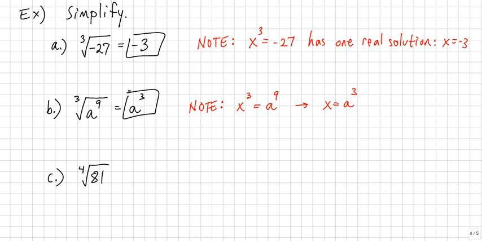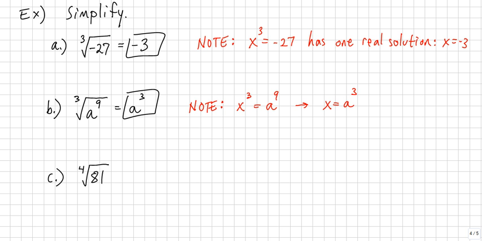Remember, you're always just asking yourself the following question. What number cubed would give you the radicand? So what number cubed gives you negative 27? Well, negative 3 does. What number cubed gives you a to the ninth? Well, a cubed does.